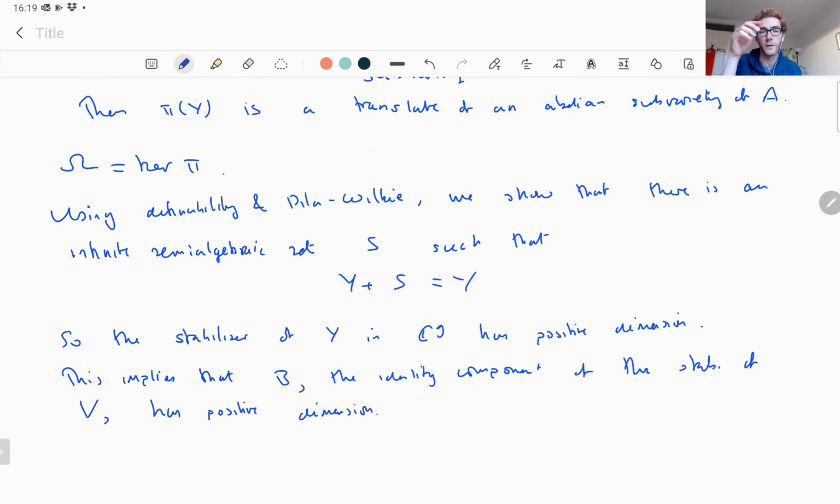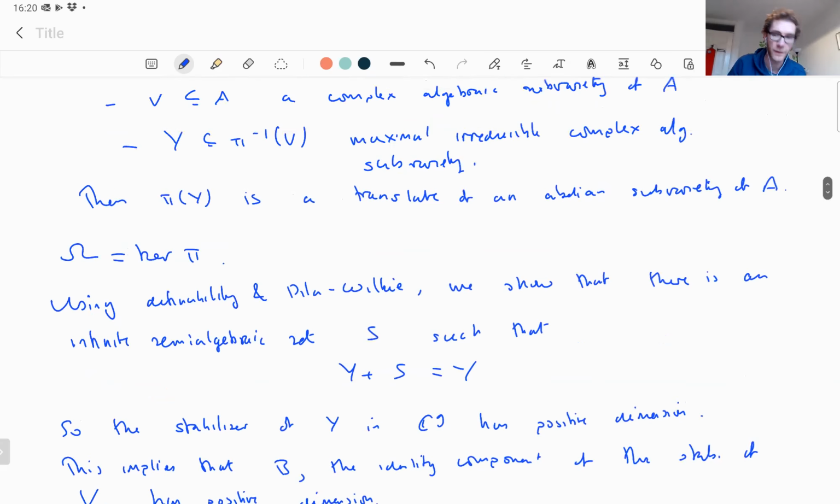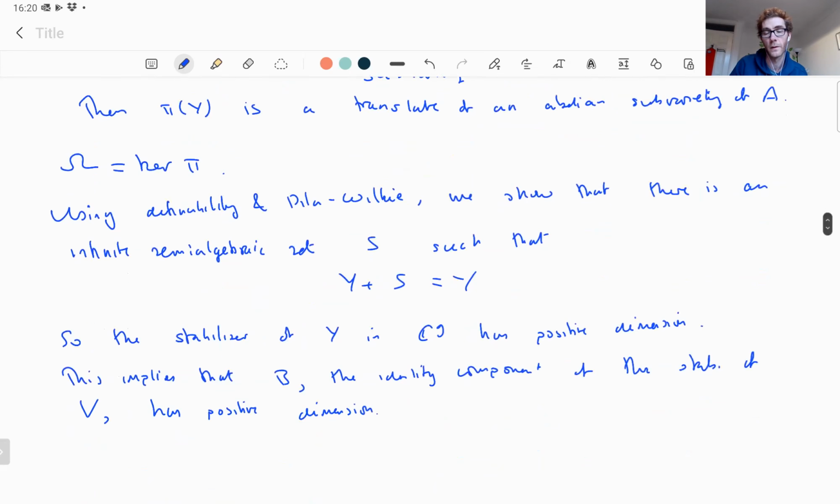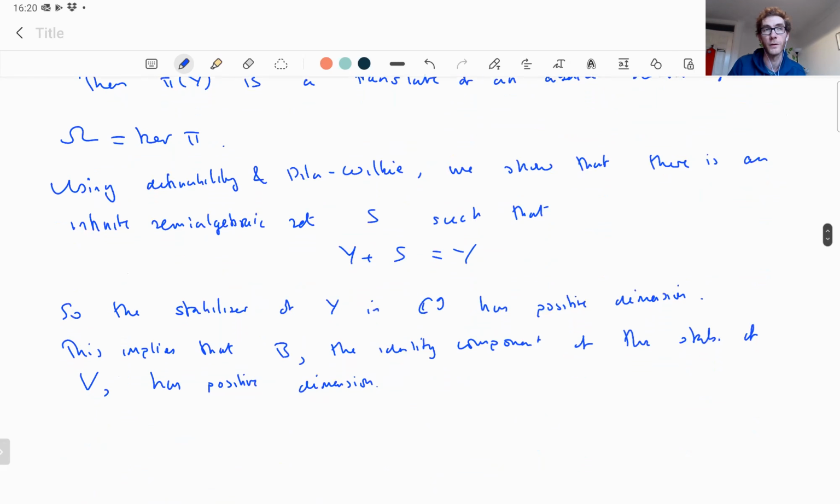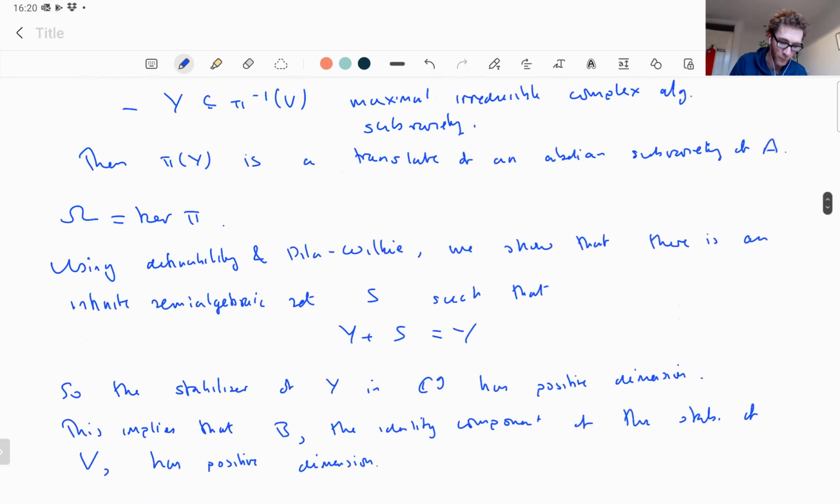And then you quotient out on each side. So on C^g you quotient out by the stabilizer of Y, and on A you quotient out by B, and you replace Y and B with their images under those quotient maps, and you show that if the stabilizer of the image of Y had positive dimension, you do the whole argument again, you get a contradiction. So the image of Y is a point, and that's what you translate your abelian subvariety B by to get pi of Y.